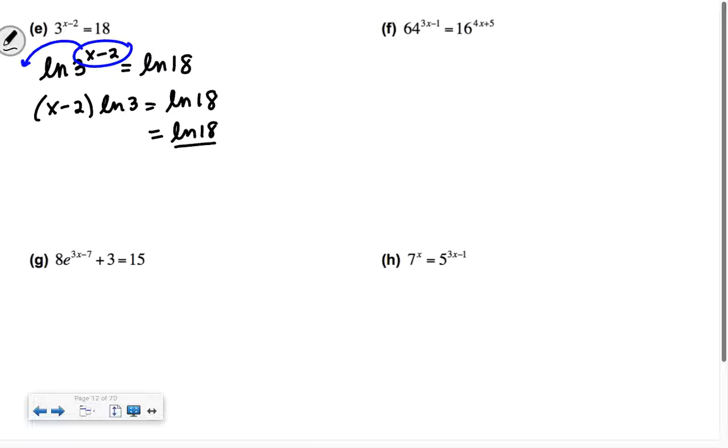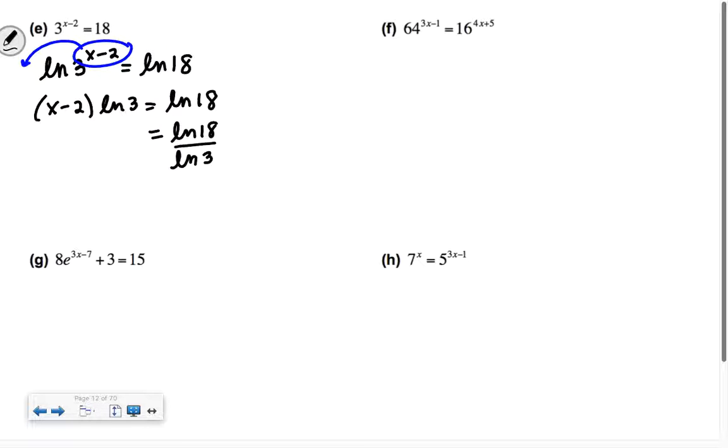Now be careful, don't think that division and subtraction are related to each other. Don't think that this is now subtraction, right? This natural log of 18 over natural log of 3. We only combine those using our calculator, or we would just leave it like that. You could actually write it as log base 3 of 18. It's the change of base formula too. But we'll leave it like that.